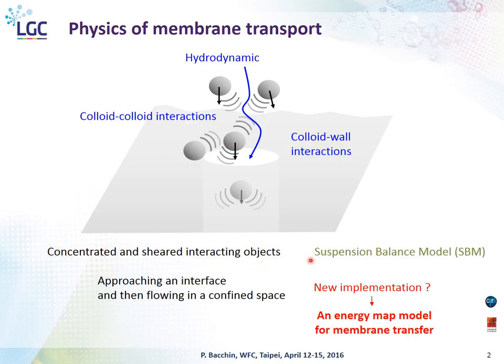And then we have to know that when dealing with concentrated and shear interacting objects, there is an interesting model to describe the transport, the suspension balance model. But it's more complex when we consider that these concentrated particles are approaching an interface and then can flow, for example, in a confined space. So here we need to change this suspension balance model and implement some new things. And I will show you that the way to do that is to add another energy map model.